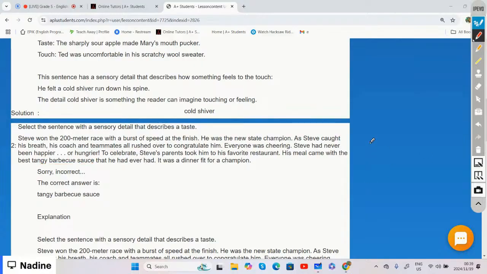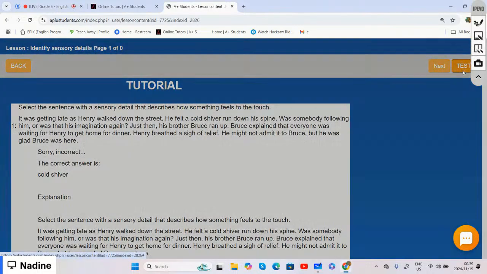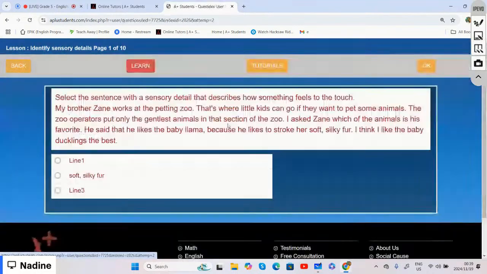All right, so now we're going to our test where we are going to identify sensory details. We need to select a sentence with a sensory detail that describes how something feels to the touch. How something feels to the touch.